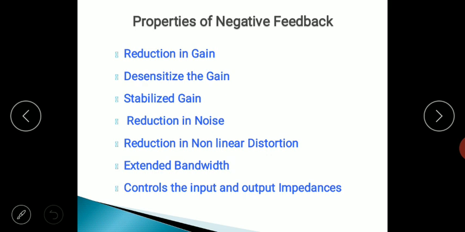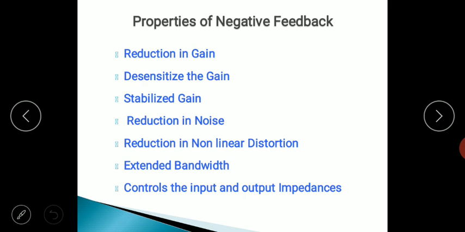We have different types of feedback amplifiers, and all those different types we'll be discussing in the next lecture, and we'll be studying one example of the negative feedback amplifier. After studying one example in detail, we can discuss these properties of the negative feedback amplifier there. So here I will be listing out all the properties.